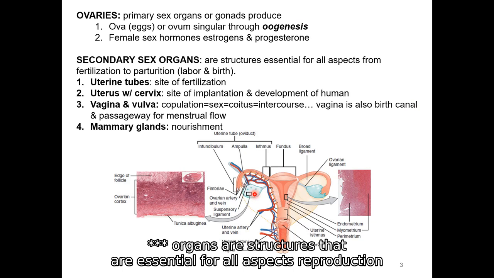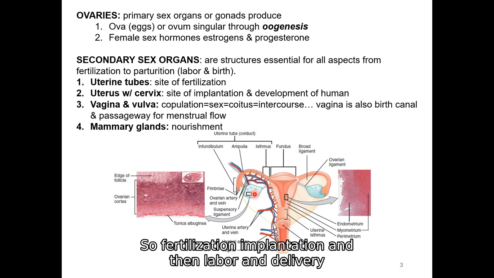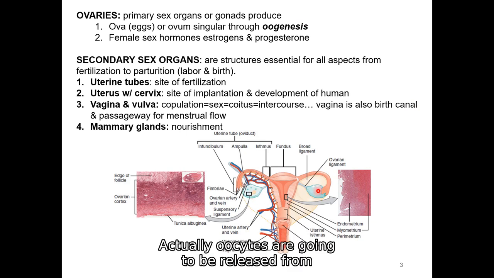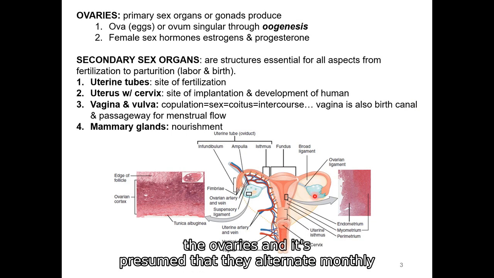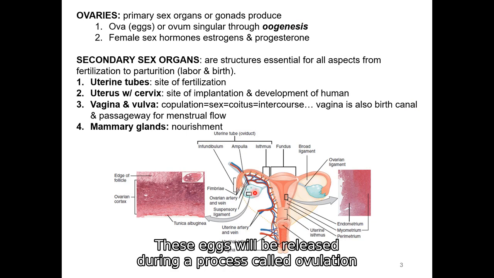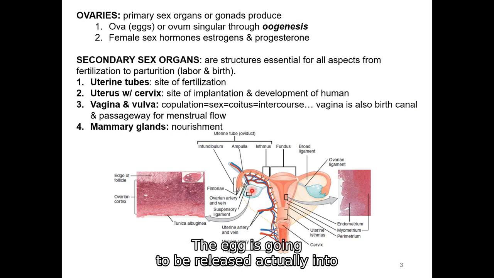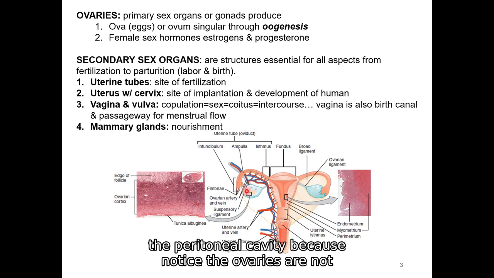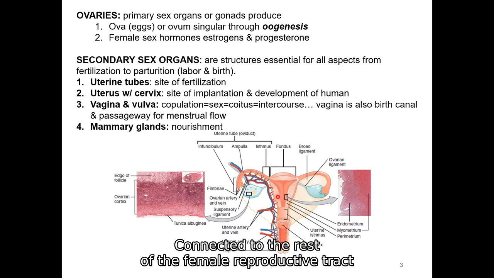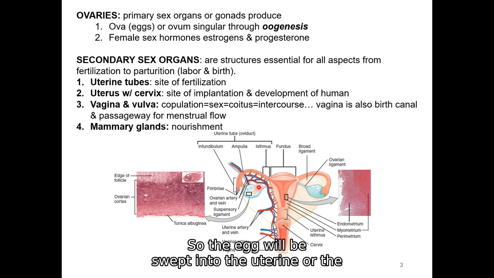And then secondary sex organs are structures that are essential for all aspects of reproduction, so fertilization, implantation, and then labor and delivery. So eggs, actually oocytes, are going to be released from the ovaries, and it's presumed that they alternate monthly. These eggs will be released during a process called ovulation. The egg is going to be released actually into the peritoneal cavity because notice the ovaries are not connected to the rest of the female reproductive tract.